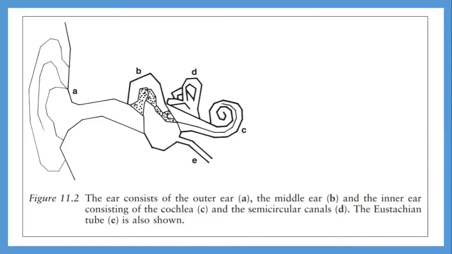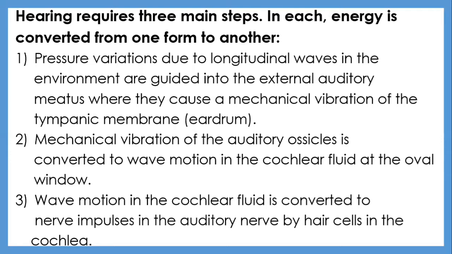Now, hearing requires 3 main steps, and in each, energy is converted from one form to another. First, pressure variations due to longitudinal waves in the environment are guided into the external auditory meatus, where they cause a mechanical vibration of the tympanic membrane, or the eardrum. Here, the tympanic membrane is actually connected to 3 small bones, or ossicles, in the middle ear, which in turn are caused to vibrate.